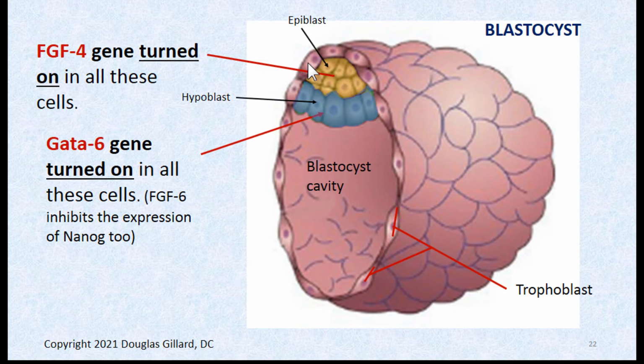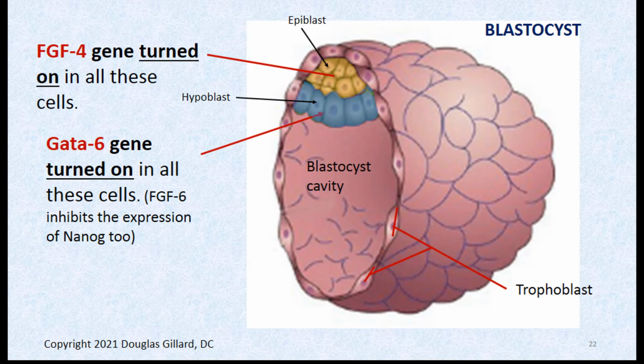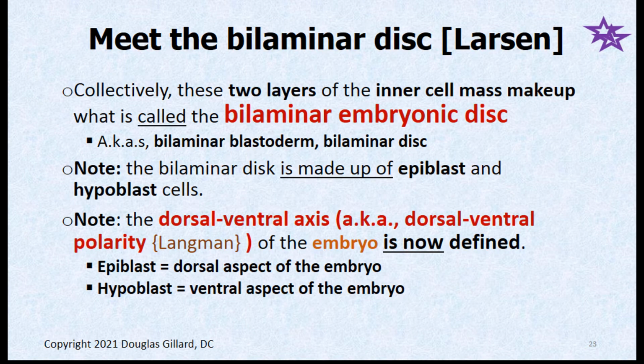And remember, I keep showing these pictures, but we have to remember this whole thing is a little ball of cells. I'm just showing you slices all the time, but this whole thing is a ball of cells. All right, so we've just created a bilaminar disc. Sometimes it's called a bilaminar blastoderm, or bilaminar embryonic disc. I think most people will just call it the bilaminar disc. But you should know this a bit.